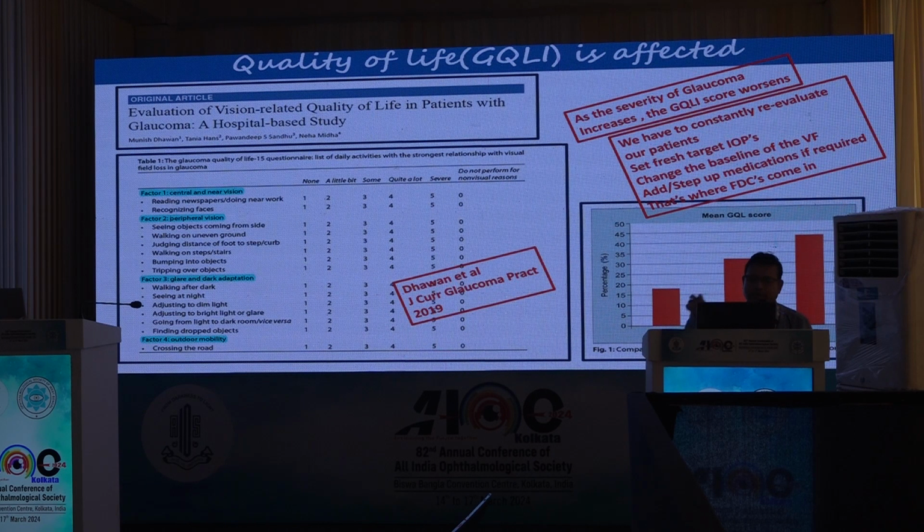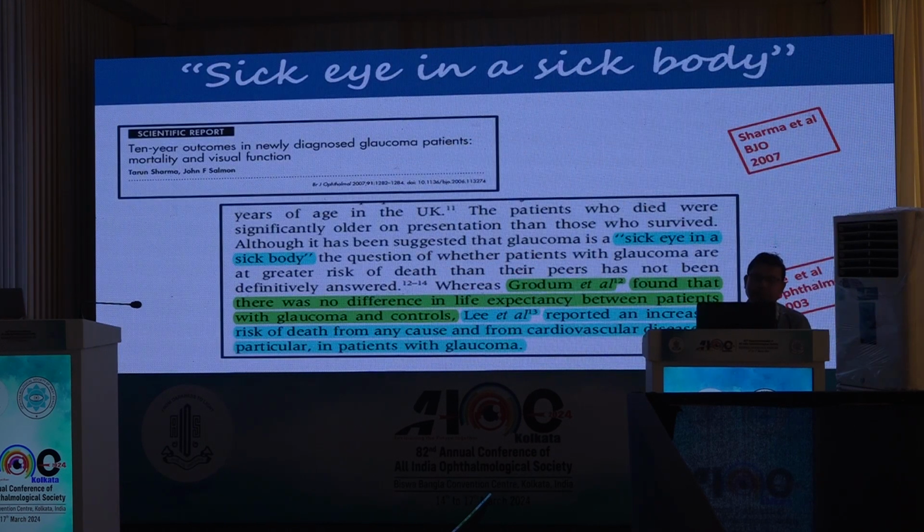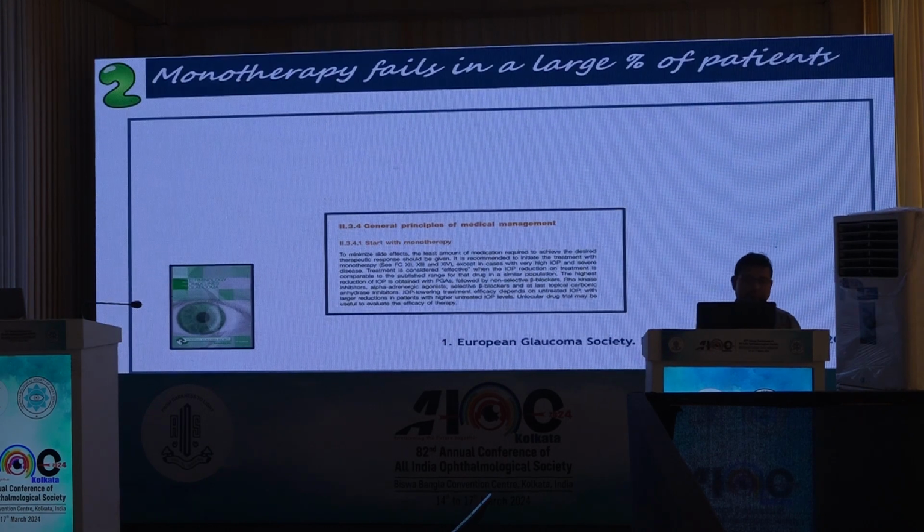So gradually you've got to re-evaluate your patients and keep changing the treatment. In fact, now the modern thought is that glaucoma is not just an ocular disease. It is a sick eye in a sick body. So this was published by Lee et al. in Ophthalmology 2003. It said that there is an increased risk of death from any cause and from cardiovascular disease in particular in patients with glaucoma. So you've got to think of it from a holistic point of view.